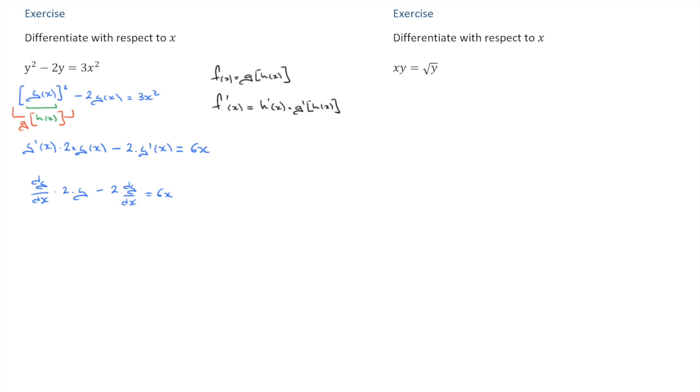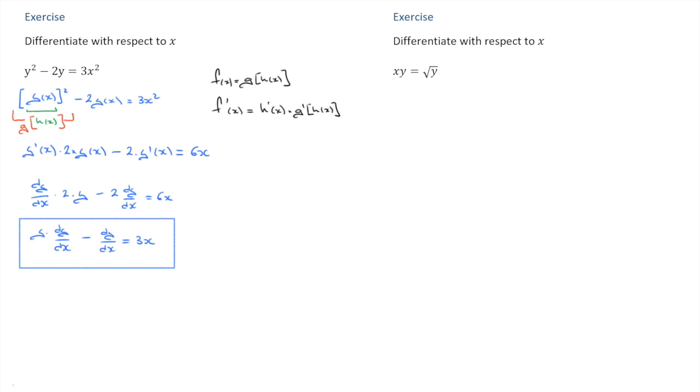And we can see here that all of the terms have a common factor, which is 2. So let's get rid of that. We divide throughout by 2, leading us to the answer y dy dx minus dy dx equals 3x. And there we have it. We've just differentiated this expression with respect to x using implicit differentiation.